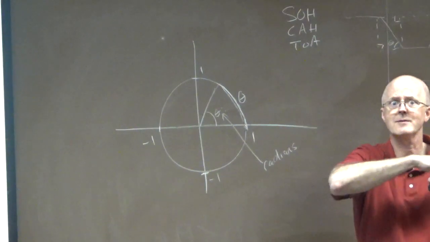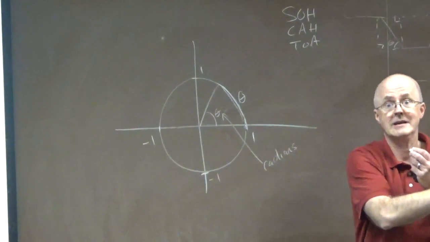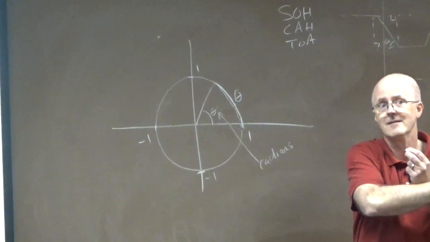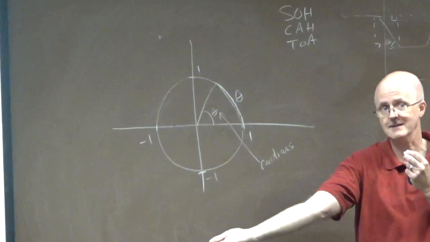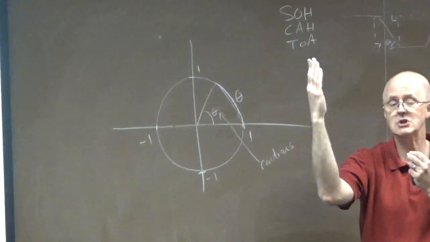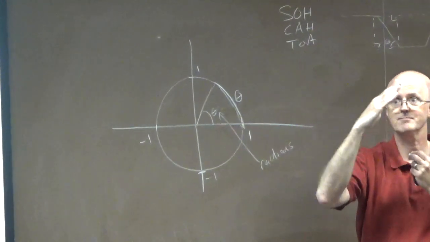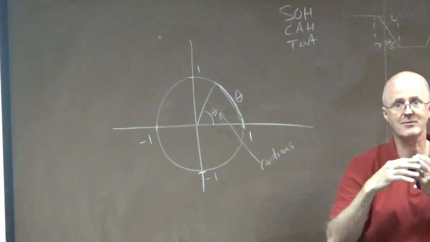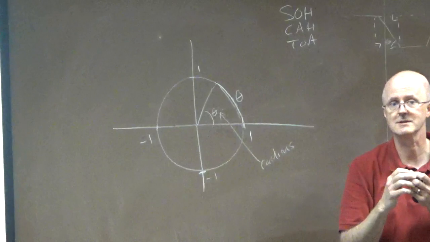And you should remember that a 360-degree angle is 2 pi radians. 180 degrees is pi radians. 90 degrees is pi over 2. 45 degrees is pi over 4. Should be flexible to go back and forth between those different measures.